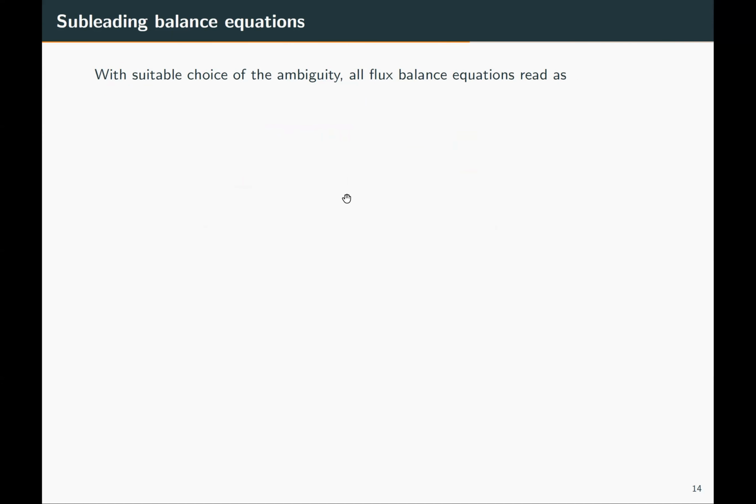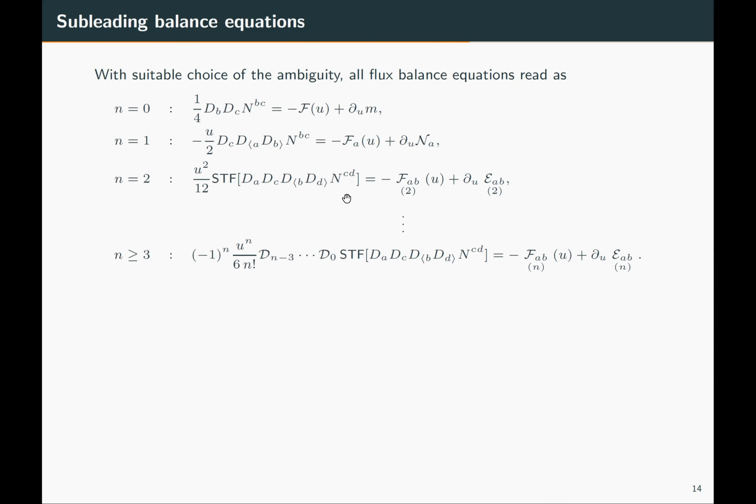So if you fix the ambiguity in a proper way, you find that the whole list of balance equations take this form. The first two are just the ones that I showed before for the mass and angular momentum aspect. And these other equations are for the E_AB^2 up to, and for general n actually. Here, calligraphic E_AB is an improved version of E_AB that appeared in the metric. The details are not important, but the structure is as follows.